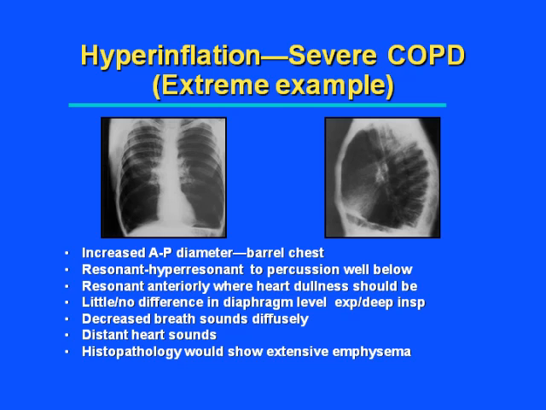I'll show a chest x-ray of severe hyperinflation, and this is a very extreme example. This patient had advanced alpha-1 antitrypsin deficiency related emphysema, extremely severe. This is probably one of the most severely hyperinflated chests that I have an example of.